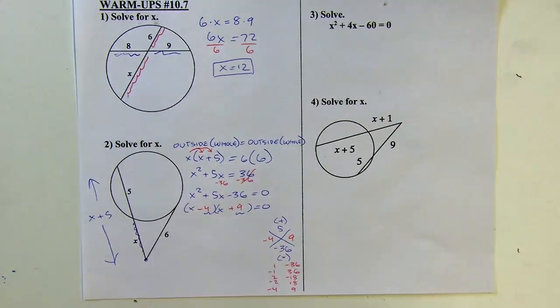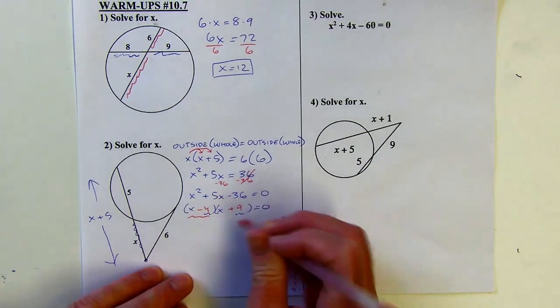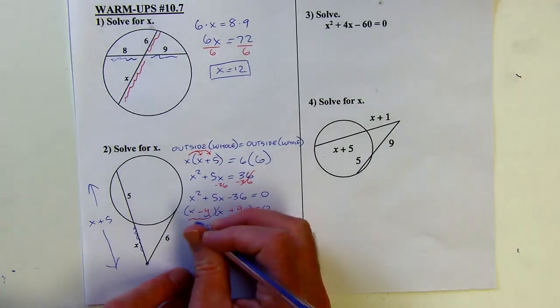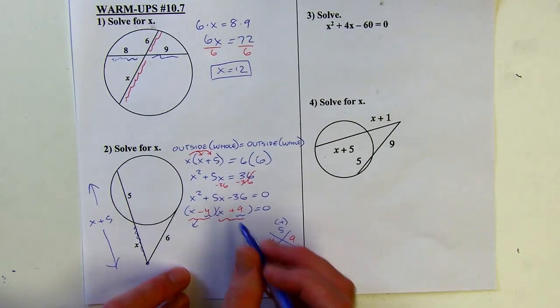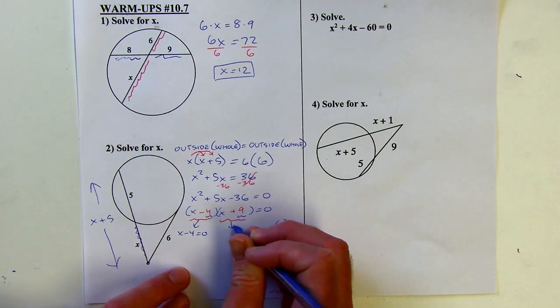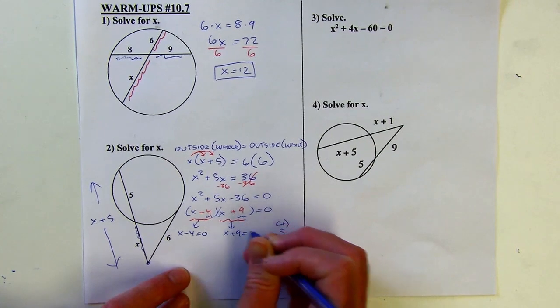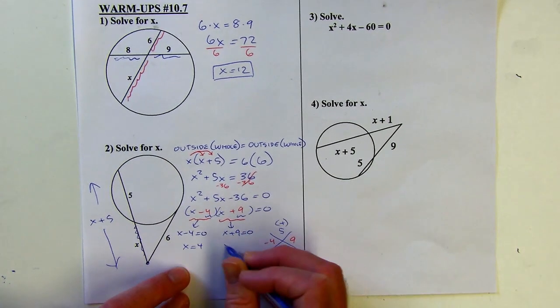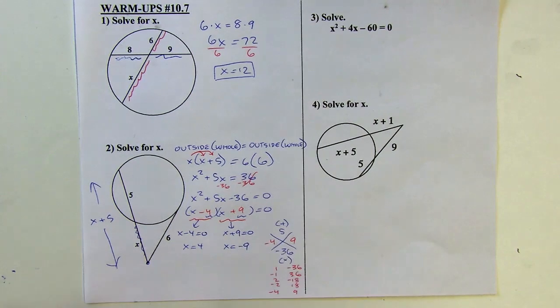Okay, and now I can use the zero product property. I've got two things multiplied together that equals 0. So that means one of these two things has to be 0 itself. It has to be 0 times something or something times 0. So either x minus 4 equals 0 or x plus 9 equals 0. Okay, and then I'll add 4 to both sides here. I'll subtract 9 from both sides here. Those are my two options, okay?